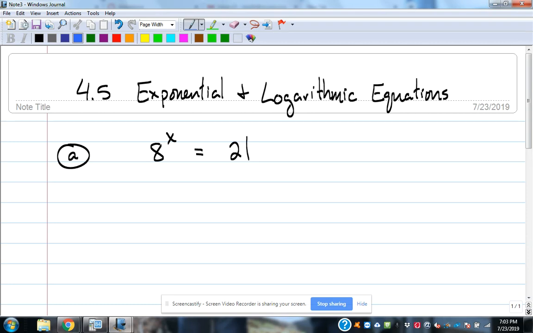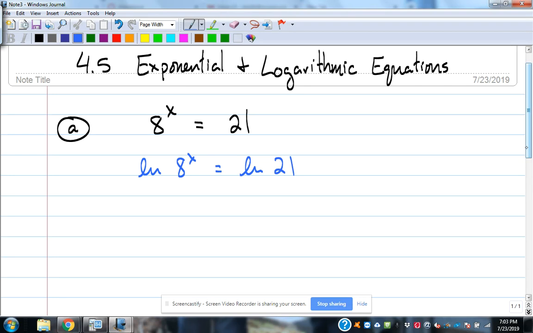So we're going to take the natural log of each side. We could also do the log base 10 of each side, but I'm trying to do things as closely as possible to the way the author of our textbook does, and they tend to use the natural log most of the time. When I take the natural log of each side, that allows me to get the x out of the exponent and bring it down to the front, so that it's x times the natural log of 8 equals the natural log of 21.